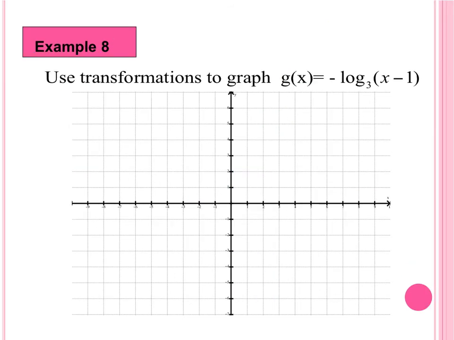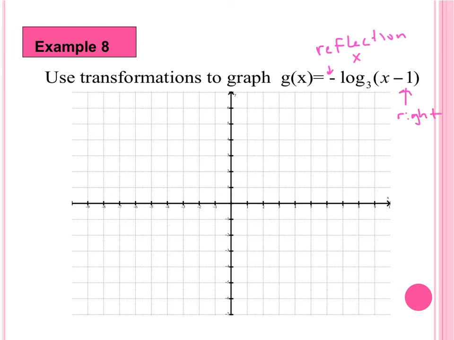Alright, this is going to be the last example that we do for the day. So it says use transformations to graph g of x is equal to negative log base 3 of x minus 1. So we have to take one transformation at a time. We know this negative, since it's outside, we keep our x's outside, so it's going to be a reflection on the x-axis, and then a -1 inside the parentheses is always horizontal, and -1 would be a horizontal shift right. So we're going to shift our graph to the right one.